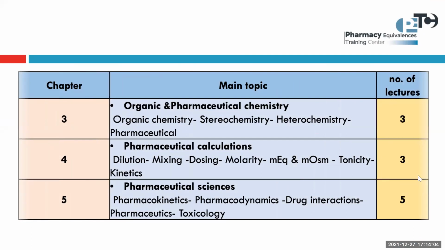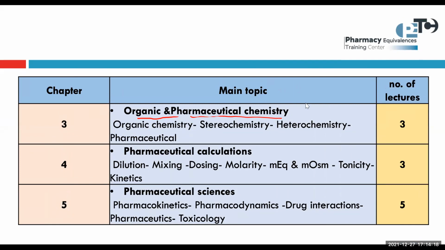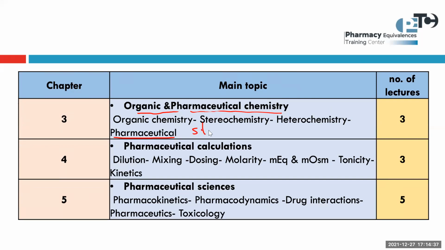Then we will have a chapter about organic and pharmaceutical chemistry, which is a very important one. This chapter will help you to cover the chemistry part, which makes a headache for many persons. How can we cover the chemistry? From which sources do we cover the chemistry? Which parts are very important or not? This chapter will help you to cover this organic chemistry and pharmaceutical chemistry and the pharmaceutical structures.